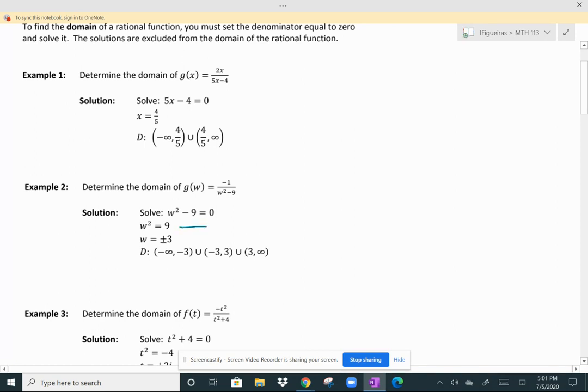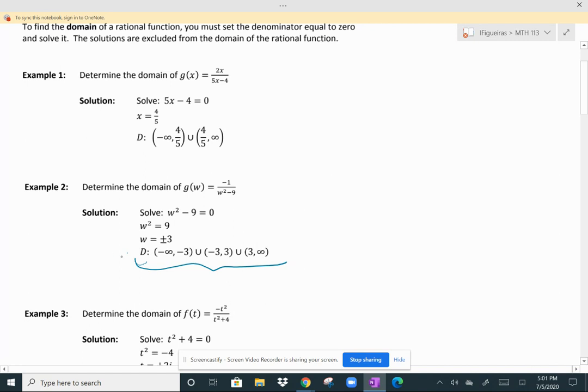First, I added 9. Then I took the square root of both sides, and the square root of 9 is plus or minus 3. So remember to put that plus or minus in front of the solution when you are using the square root method to solve a quadratic. That means that -3 and +3 must be excluded or omitted from the domain. So this represents all real numbers except for -3 and 3.